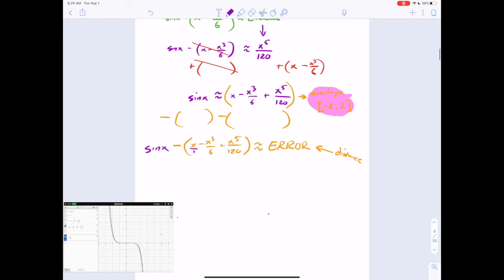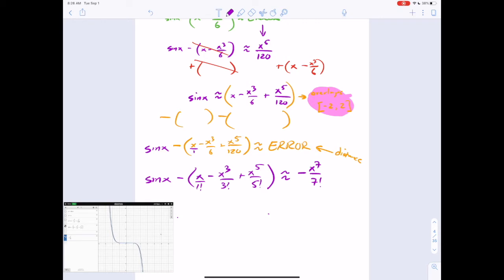So we have sine x minus x cubed over 3 factorial plus x to the 5th over 5 factorial. I'll even put the 1 factorial over there, okay? We came up with a function that looks just like the error. We call that negative x to the 7 over 7 factorial, okay?